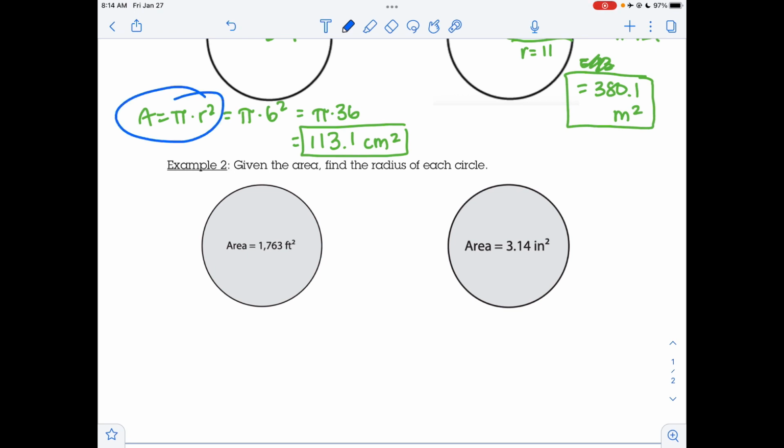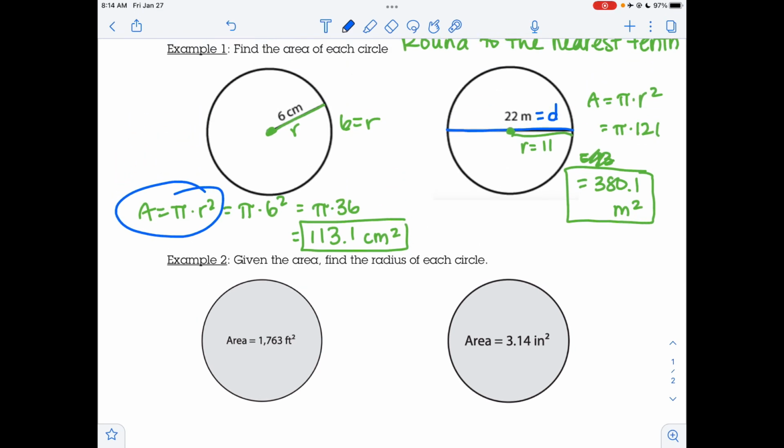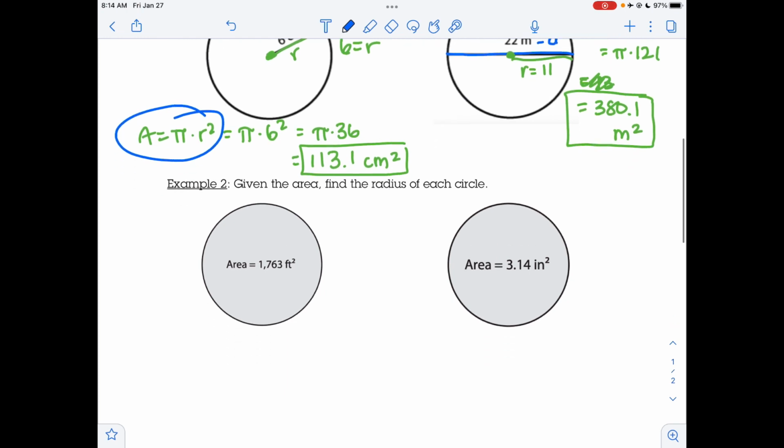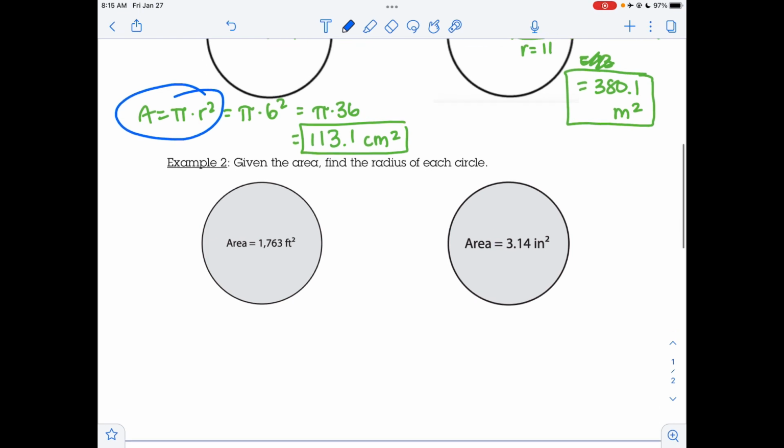I always write out the formula and then fill in the pieces that I know. I know a lot of you don't when you're doing the more straightforward examples like we did in example 1, but on these where you have to work backwards, it really, really does help. So our formula says that area of a circle equals pi times radius squared. Then what we know here, we know the area is 1,763 square feet. So what I'm going to do is fill that in for A.